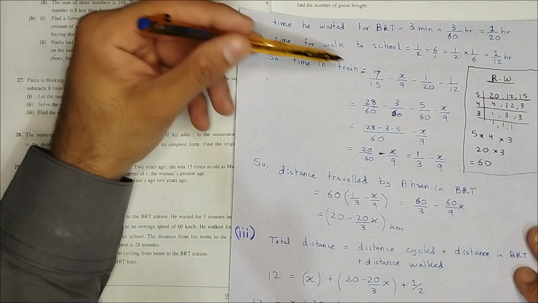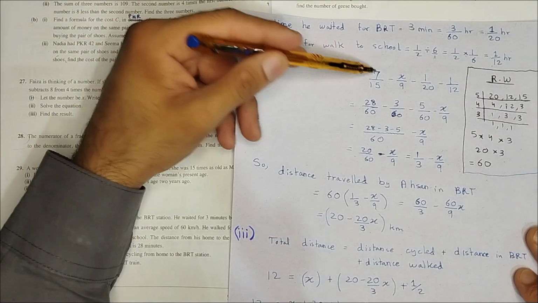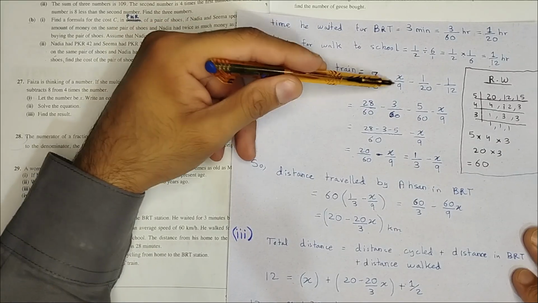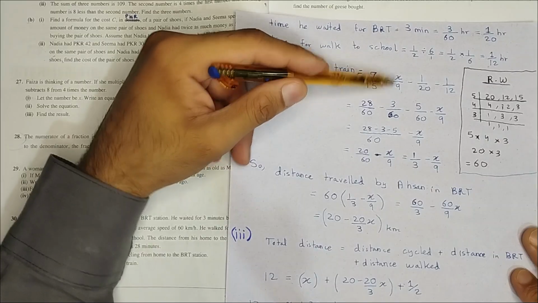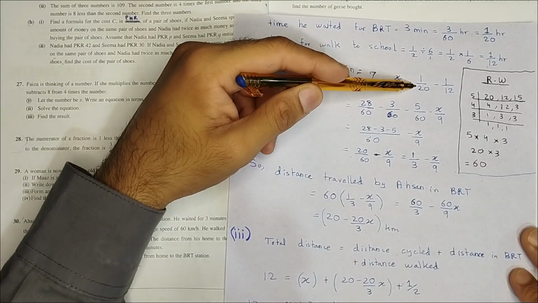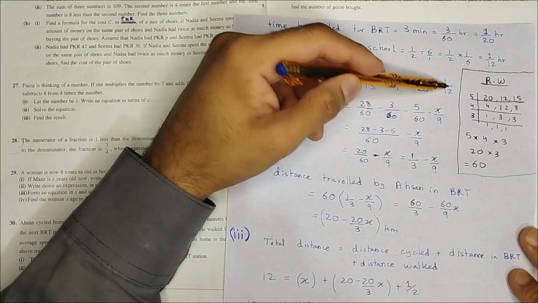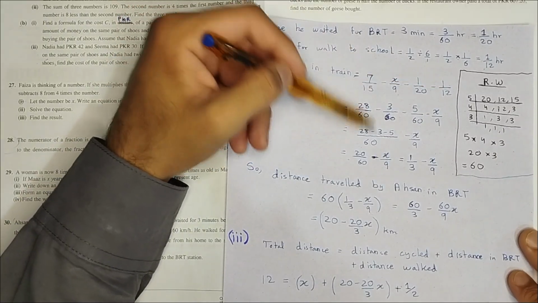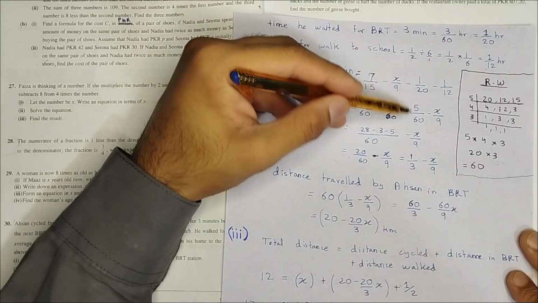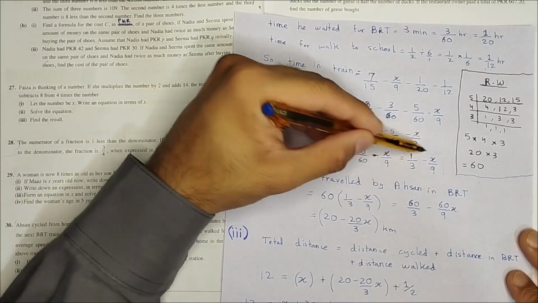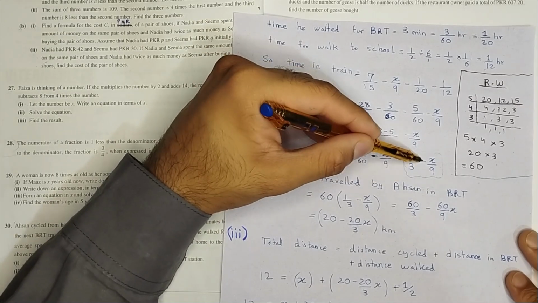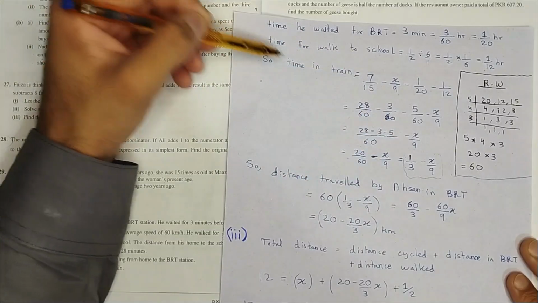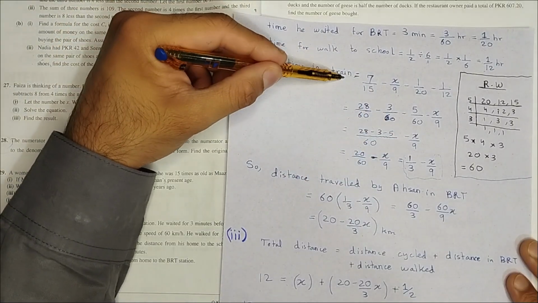Okay, so the time that he spent in the BRT train is basically the total, which is 7 by 15, minus the time that he spent cycling, the time that he waited for the BRT, and the time he walked to the school. Doing this process, I will simplify it as much as I can. I get 1 by 3 minus x by 9. This is the amount of time that he spent in the train.